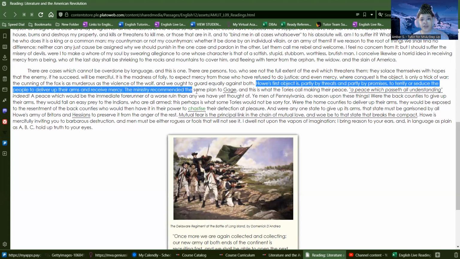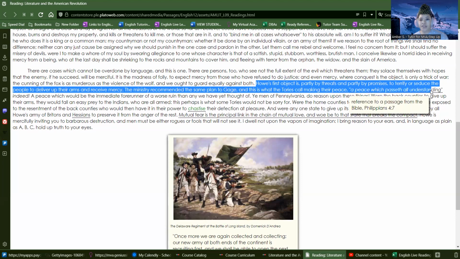The ministry recommended the same plan to Gage. So Gage here, General Thomas Gage, commander of the British forces before the Revolutionary War. And this is what the Tories, remember those are loyalists to the crown, call making peace. A peace which passeth all understanding. This is another biblical reference. So a peace which passeth all understanding indeed. So this is kind of a little bit of sarcasm. He's referencing the Bible here.